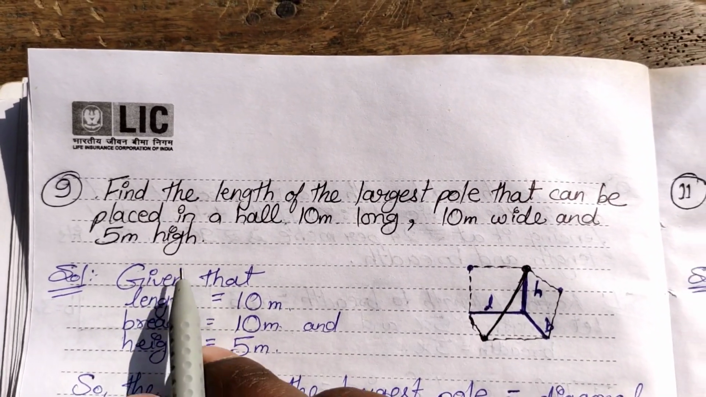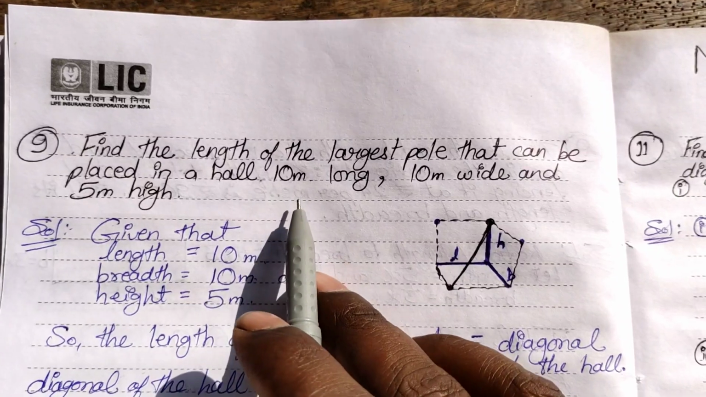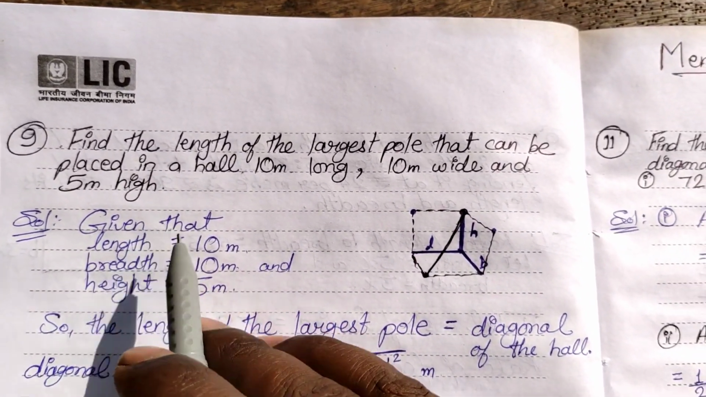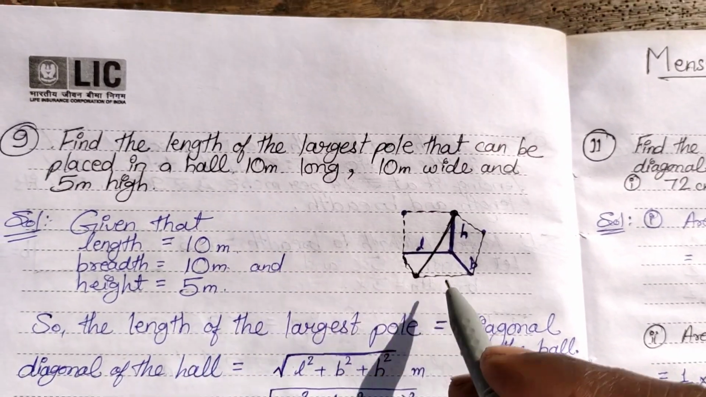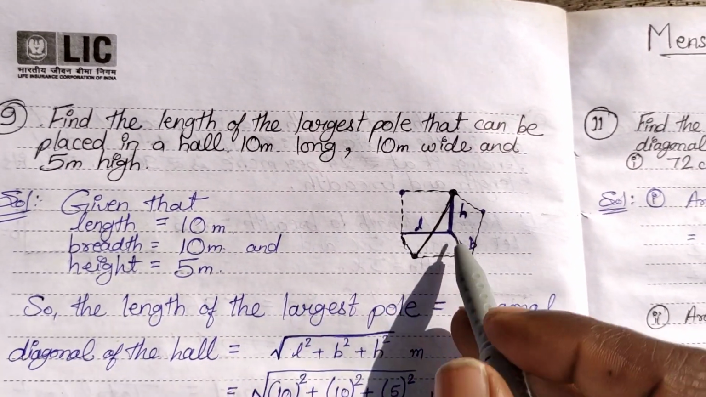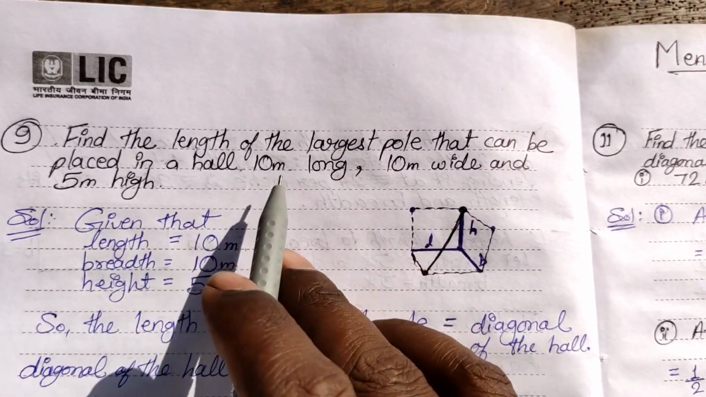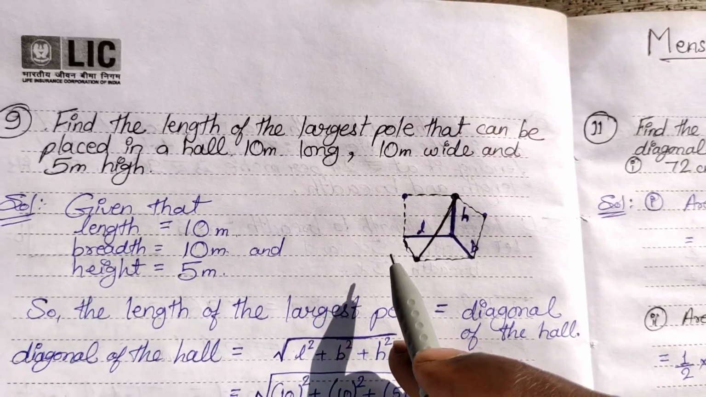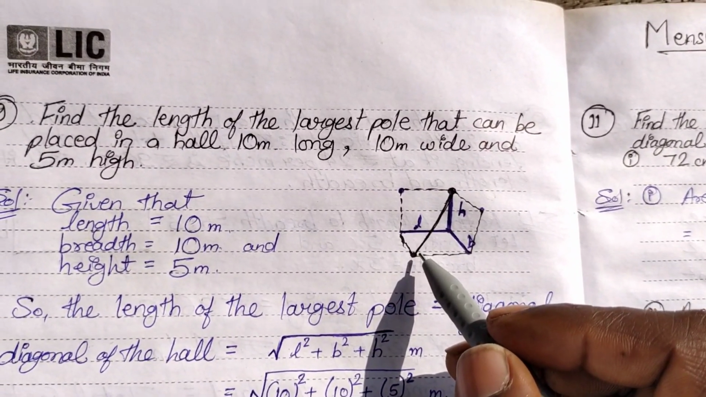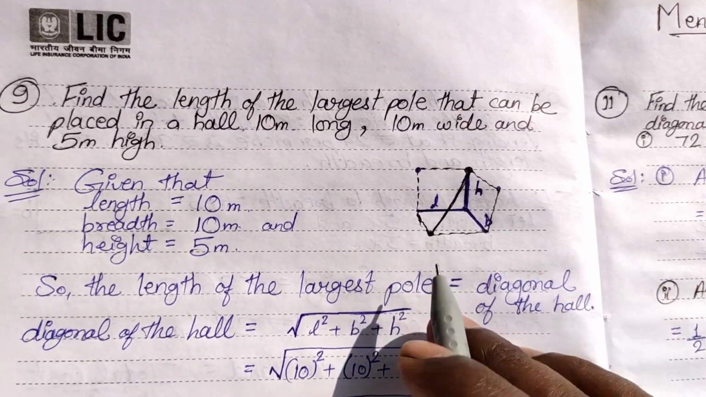Now see question number 9. Find the length of the largest pole that can be placed in a hall 10 meter long, 10 meter wide and 5 meter high. So the dimensions of the hall are given: length is 10 meter, breadth is 10 meter and height is 5 meter. We have to find the largest length in the hall. The largest length in the hall is the diagonal of the hall. So we have to find the diagonal simply.